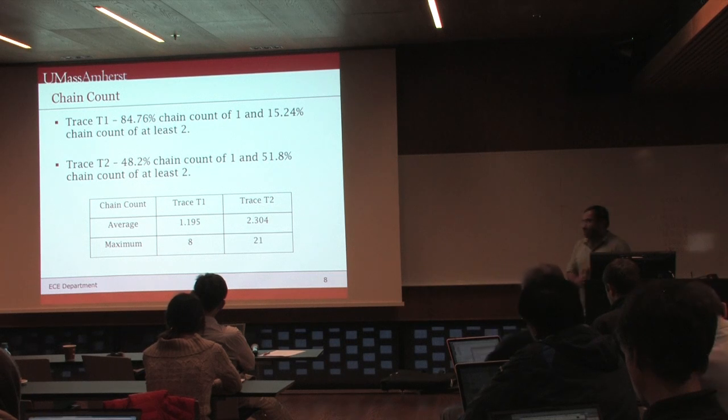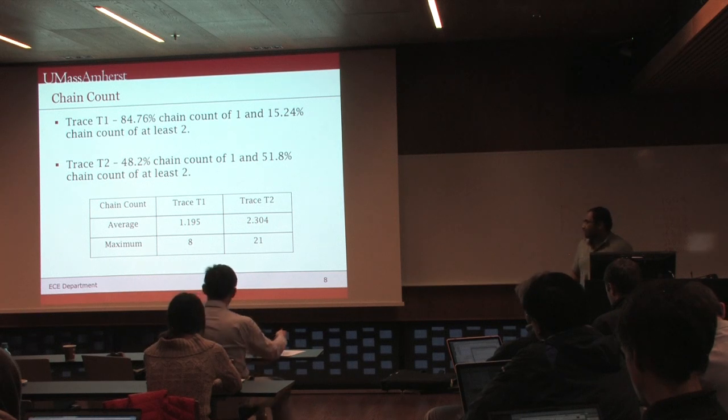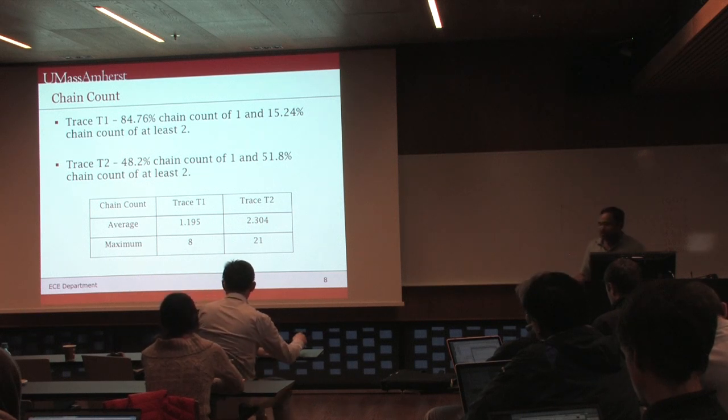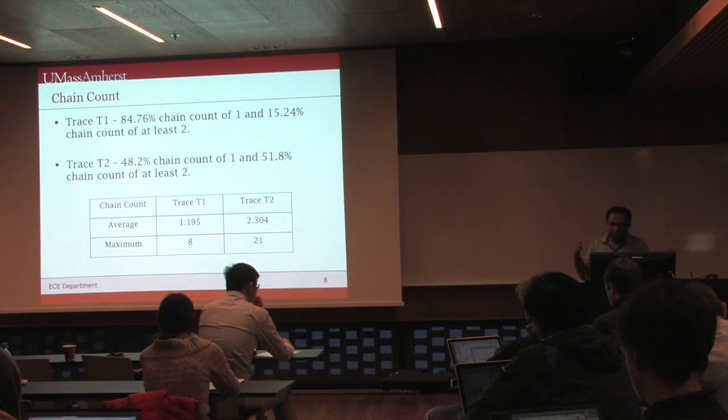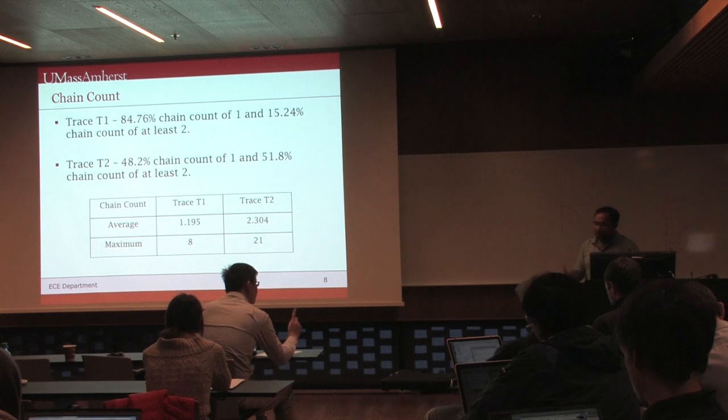But trace T1 was collected at UConn, the University of Connecticut, and the related list was taken from the University of Massachusetts. So that might be one of the reasons why the maximum chain count is less, and also the percentage of chain count of at least 2 is less in trace 1 and more in trace 2. But this shows that people usually spend more time clicking on the related list than not.